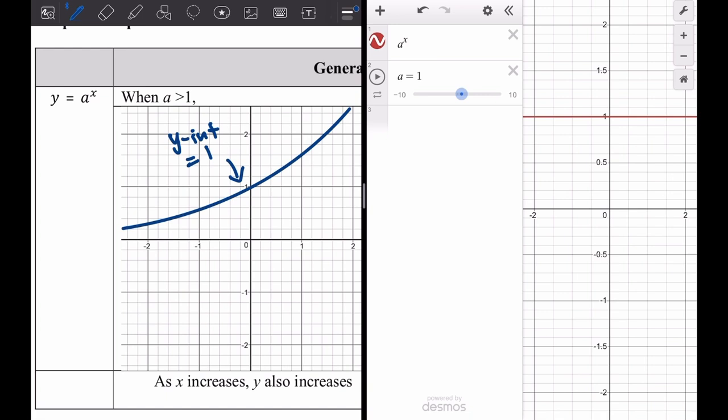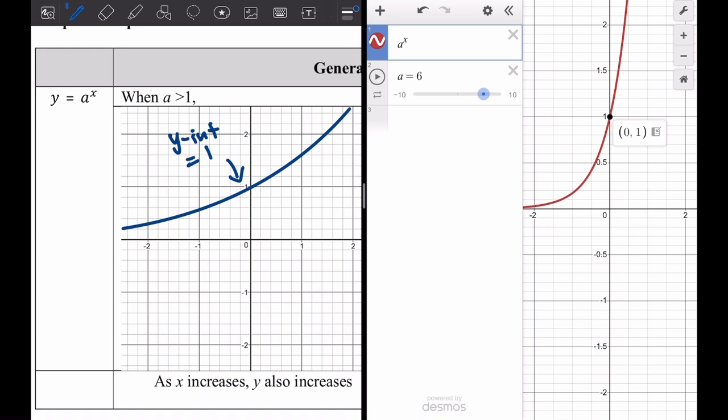Right? So next we try to vary this value of a, and we see that if I increase the value of a, and a is more than 1 now, the general shape is always the same. So it kind of reminds me of an aeroplane taking off. And another important thing to notice is that it always passes through x equals 0, y equals 1. So therefore, the y-intercept of y equals a to the power x when a is more than 1 is always 1.